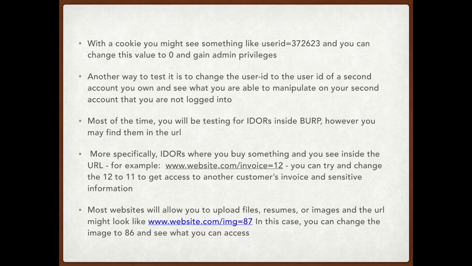And so when we're testing, we're going to be using Burp. This is going to be where we're at the most. Sometimes you will be able to see these in a URL. For example, if we have this example here, www.website.com, and let's say you have an invoice, you just purchased something, and it says your invoice number is 12. In a URL, you can just change this 12 to an 11 and see if you can access another customer's invoice.